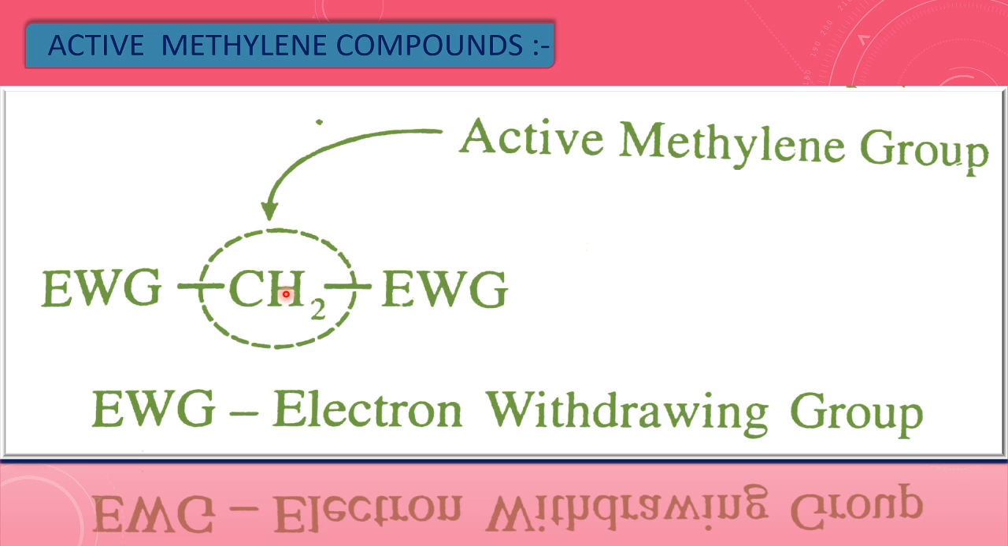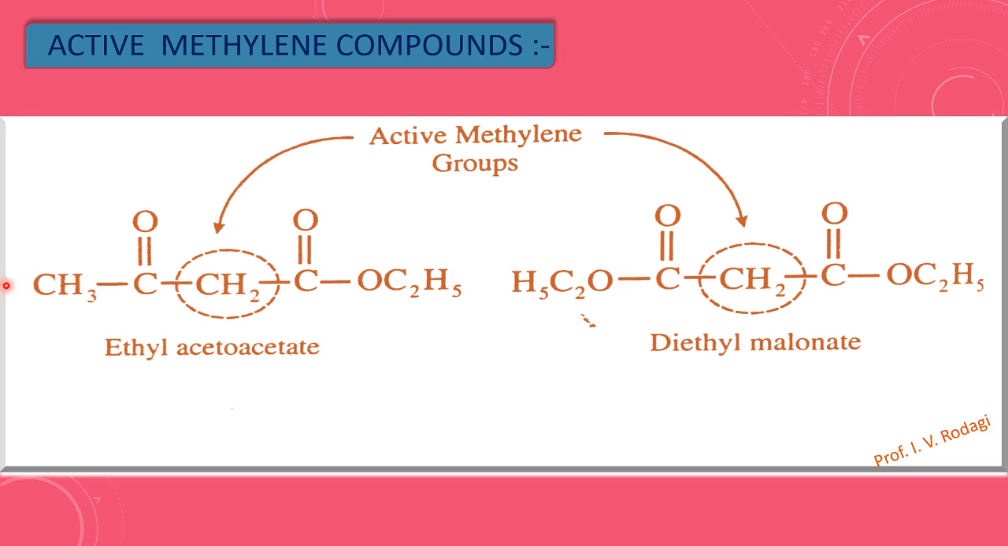See the example of active methylene compound. Here CH3 C double bond O, CH2, C double bond O, C2H5. The name of this compound is ethyl acetoacetate. Here is CH3 C double bond O, and here C double bond O, C2H5 is the electron withdrawing group. This is the acidic group, carbonyl group, or nitro group, or cyano group. Electron withdrawing group is attached to this methylene. This becomes active.